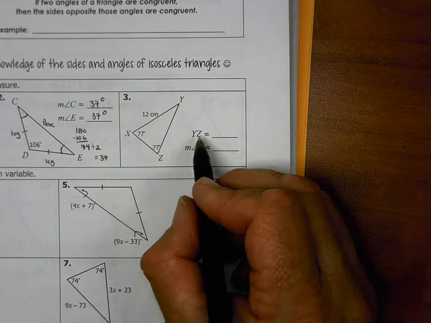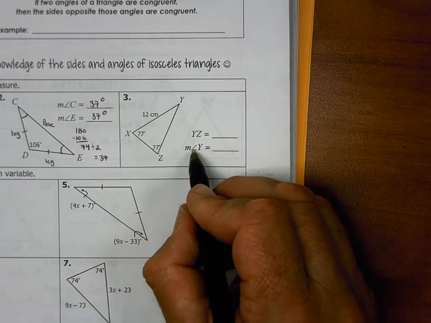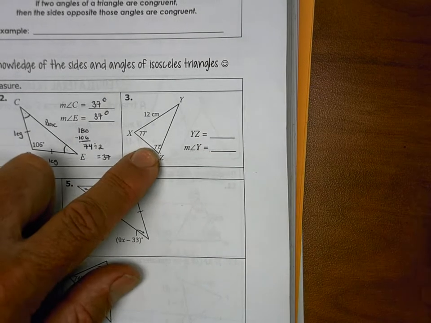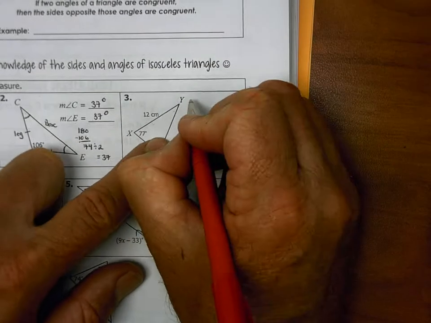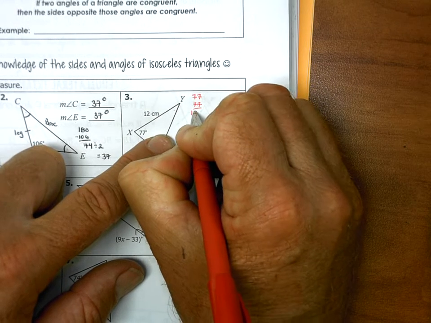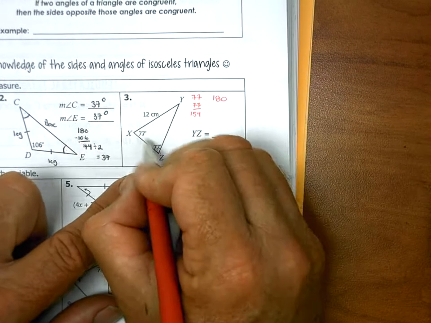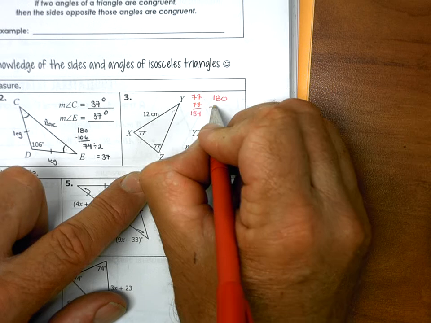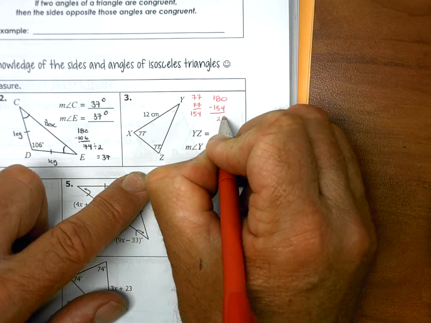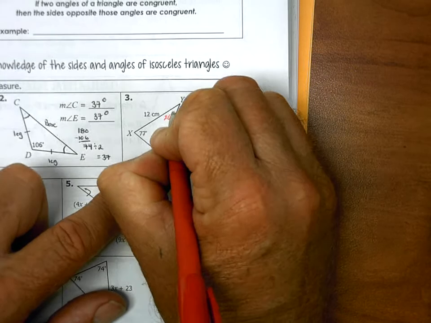In number 3, we want to find the length of YZ and the measure of angle Y. Let's find the measure of angle Y first, because we know two of the angles in this triangle are 77. To find the third angle, we add up 77 and 77, which is 154. Then we use the triangle angle sum theorem, which says the three angles add up to 180. We subtract 154 from 180, so angle Y is 26 degrees, and I'll write a 26 in right there.